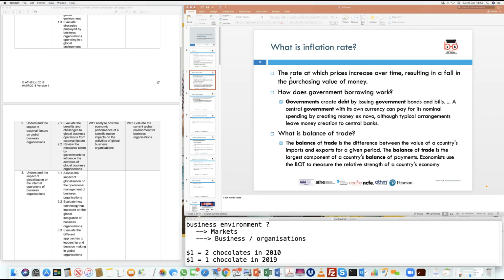So what is inflation? Inflation is the rate at which prices increase over time, resulting in a fall in the purchasing value of money. Okay, so this is what inflation is.